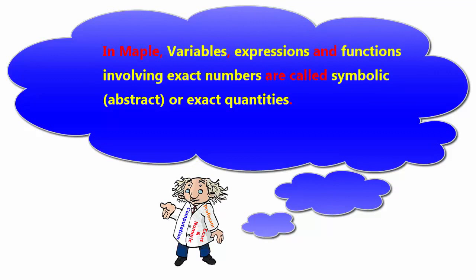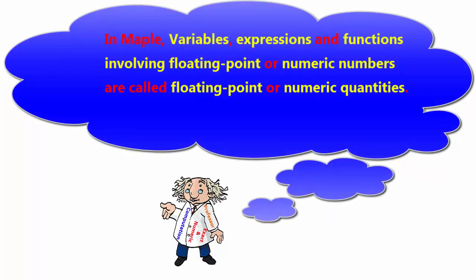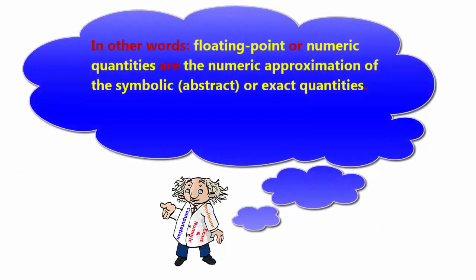In Maple, variables, expressions and functions involving exact numbers are called symbolic, abstract, or exact quantities. The fourth question is: what are floating point or numeric quantities? In Maple, variables, expressions and functions involving floating point or numeric numbers are called floating point or numeric quantities. In other words, floating point or numeric quantities are the numeric approximation of the symbolic, abstract, or exact quantities.